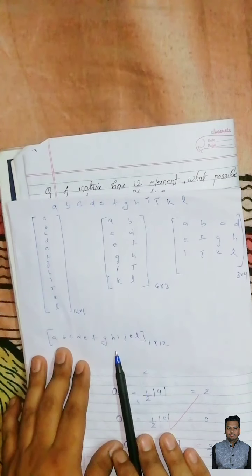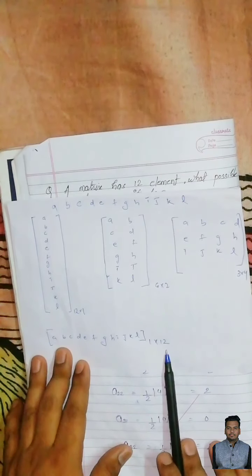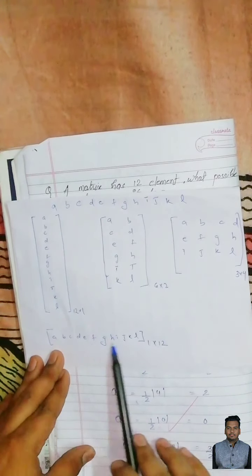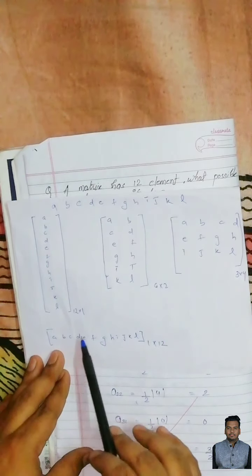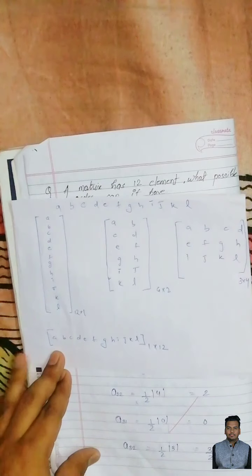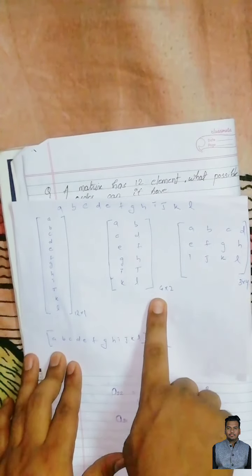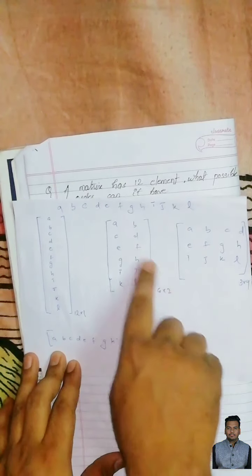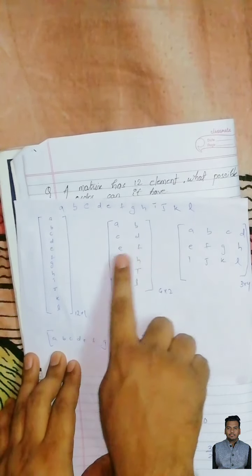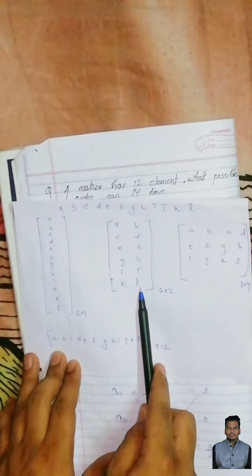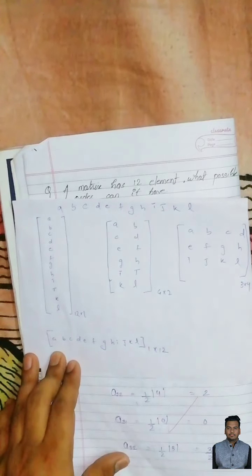Now here, vice versa, I have arranged these elements in 1 row and 12 column format. So here there is only 1 row and 12 columns, A, B, C, D, E, F, G, H, I, J, K, L. Now here you can see I have arranged these 12 elements in 6 rows and 2 column format. Here it is A, B, C, D, E, F, G, H, I, J, K, L. So 1, 2, 3, 4, 5, 6, 6 rows and 2 columns only.